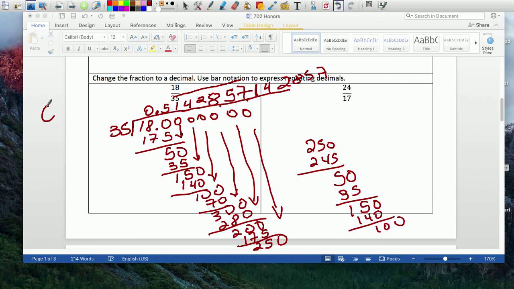So the final answer is 0.5, and the bar notation goes over the 142857. Okay? That one was a long one. My apologies, by the way, but it doesn't hurt that we practice our division. So that's the final answer: 0.5 with a bar notation on top of the 142857.